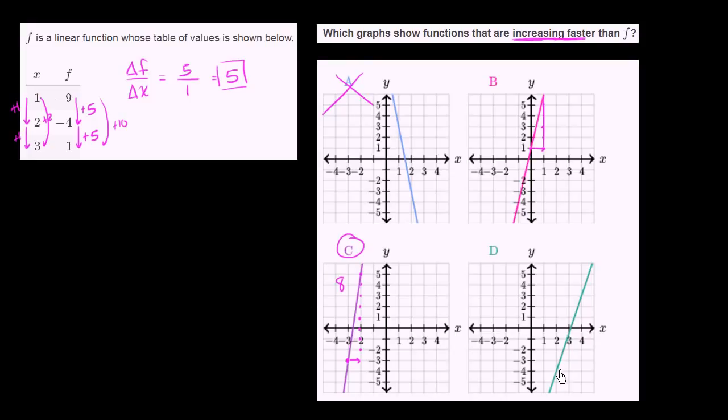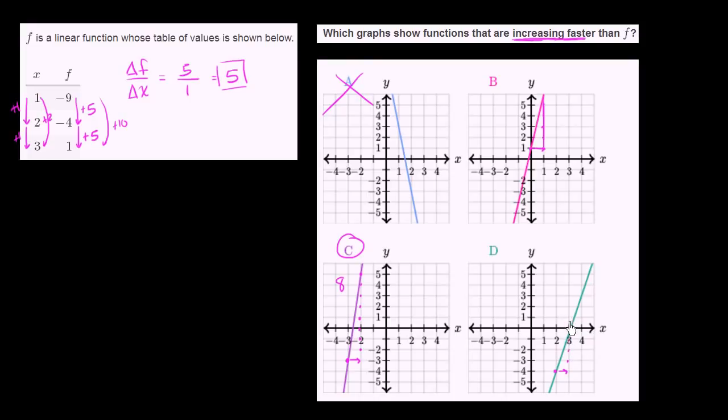And now let's look at this choice. So if we start right over here, and I just picked this point because it's at a nice integer coordinate, it's at the point 2, -4. If we increase x by 1, then we increase y by 1, 2, 3, looks like about 3.5. Definitely not 5. In order for it to increase as fast as f, it would have to increase by 5.